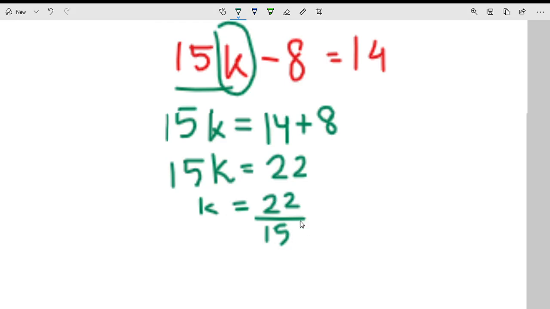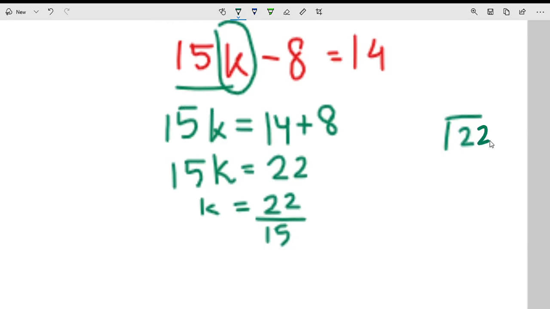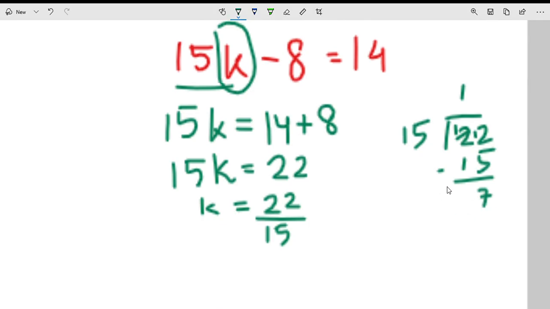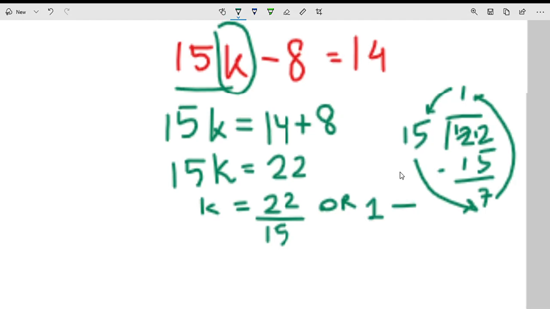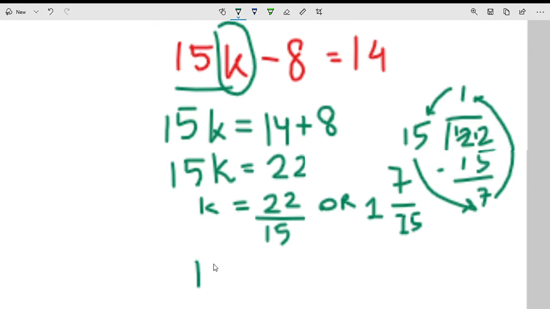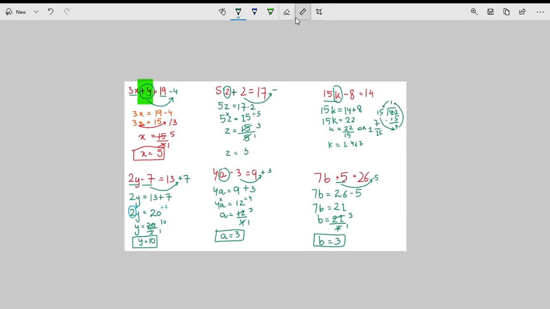You can either write it in this form, or you can change it into a mixed number. So 15 1s are 15, and this will be 1 and 7 over 15. If you remember the rule, this comes here, this goes down, this goes up. So 1 is in the middle here, and 7 goes up, and 15 comes down. Or you can use the calculator and write the decimal, 1.467.